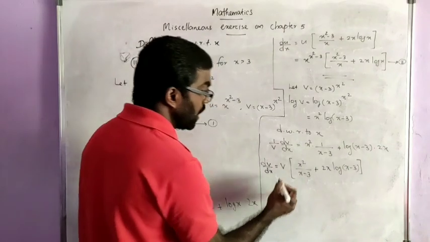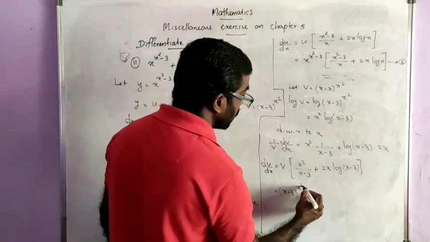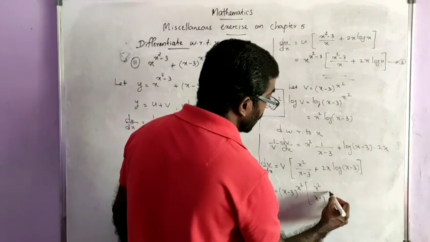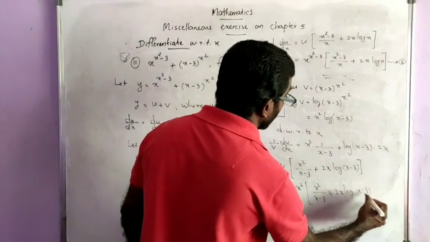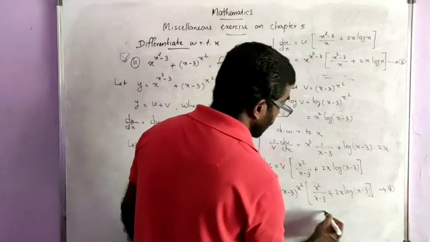Now we can replace the value of v, and it is (x minus 3) the whole raised to x square into [x square by (x minus 3), then plus 2x into log(x minus 3)]. Take it as equation number 3.